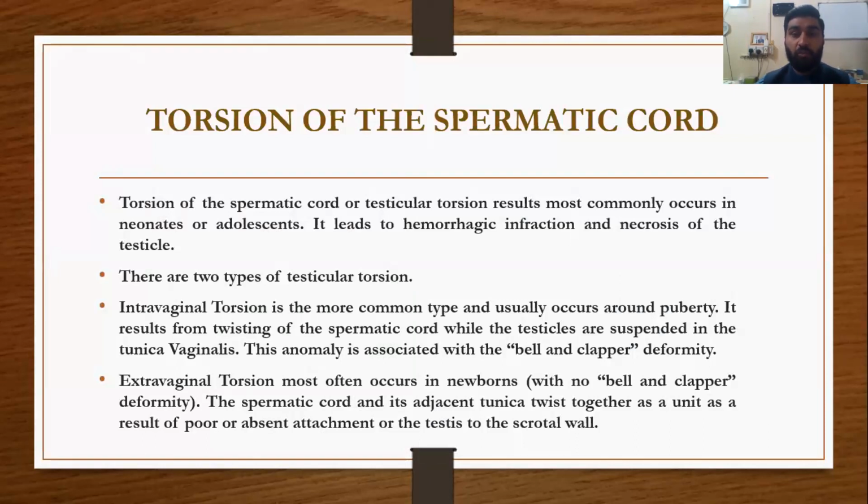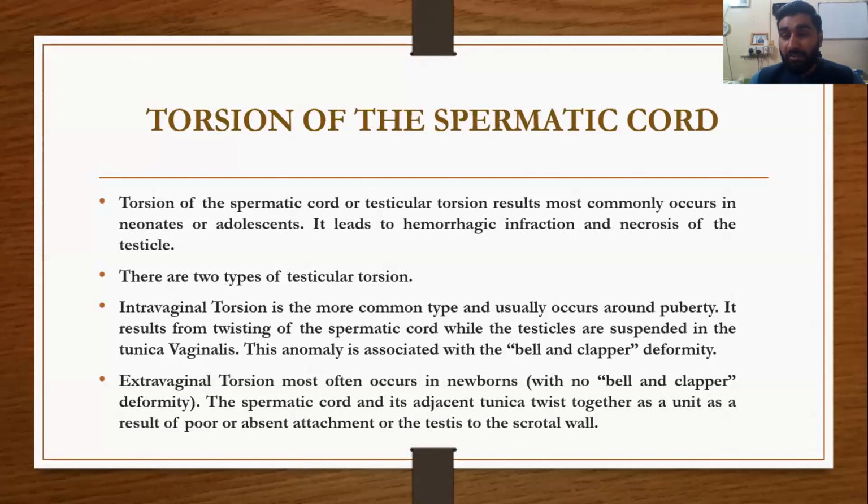Well, the torsion of the spermatic cord, it's very important. And it is challenging too for the sonographer or sonologist to diagnose. Torsion of the spermatic cord or testicular torsion most commonly occurs in the neonates or adolescents. It leads to hemorrhagic infarction and necrosis of the testicle. There are 2 types of testicular torsion. Number 1, intravaginal, and number 2, extravaginal.